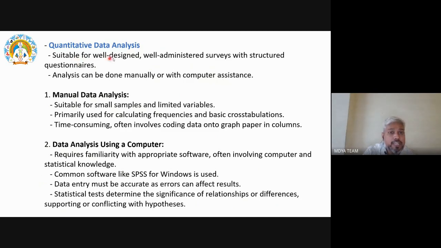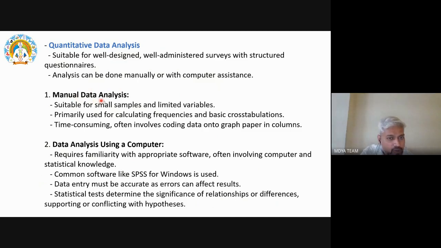Second is quantitative data analysis. It is suitable for well-designed, well-administered surveys with structured questionnaires. Analysis can be done manually or with computer assistance. Manually it is a very big task, and with a computer it just takes seconds to give you the analysis or results.